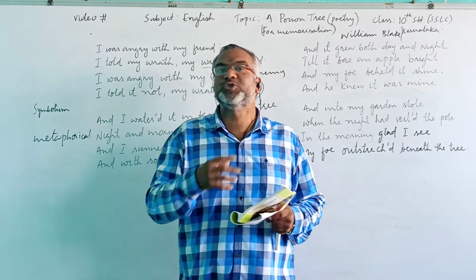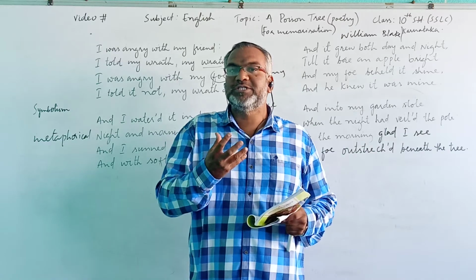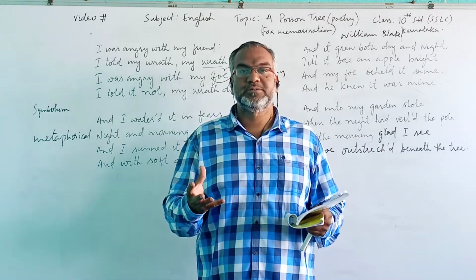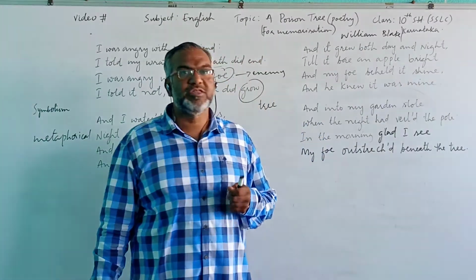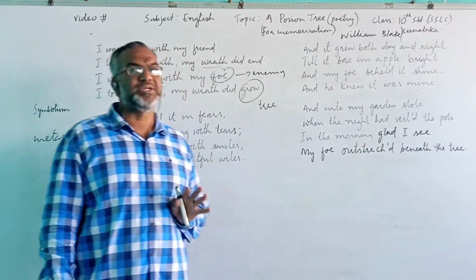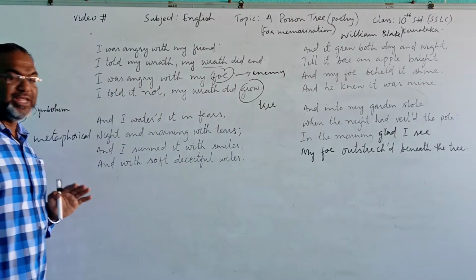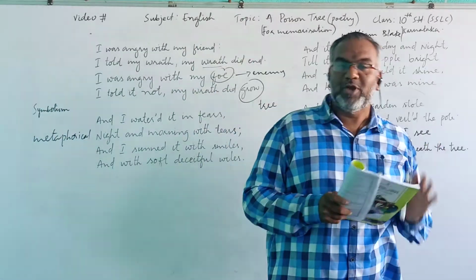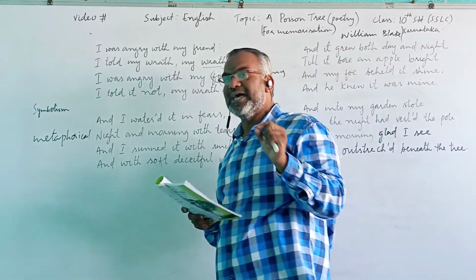But if you do not express your anger, that anger grows. It grows so much that finally it kills. It brings destruction. So this message is conveyed by William Blake in this poem, A Poison Tree. Once again, I want you to read the poem carefully and remember that this poem is for memorization. You have to memorize.